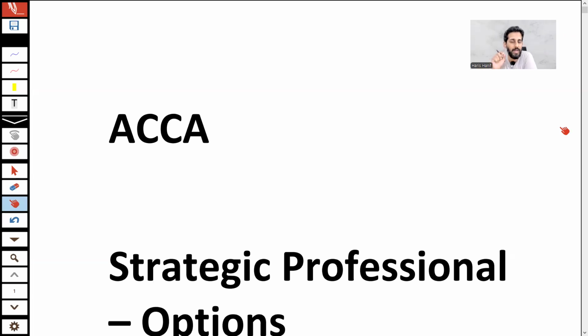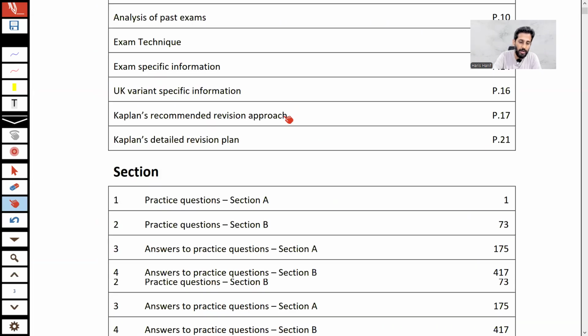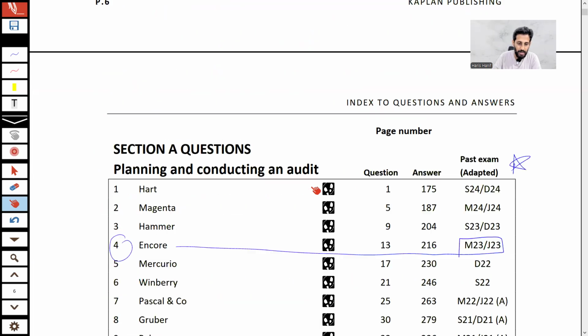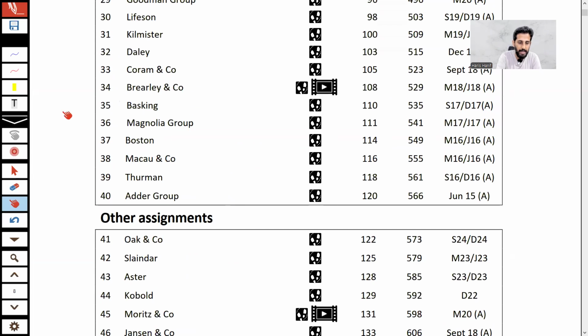Now in this session, we are going to discuss the exam question, and this is your Kaplan exam kit, and the exam kit includes the past papers, right? So we are going to solve question number 35. The name of the question is Basking Company. It is from the September-December 2017 actual past paper, right?